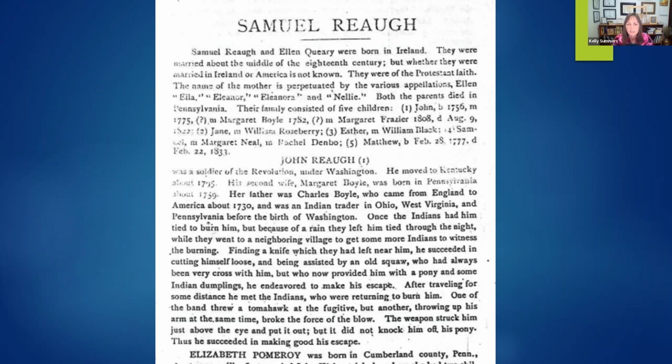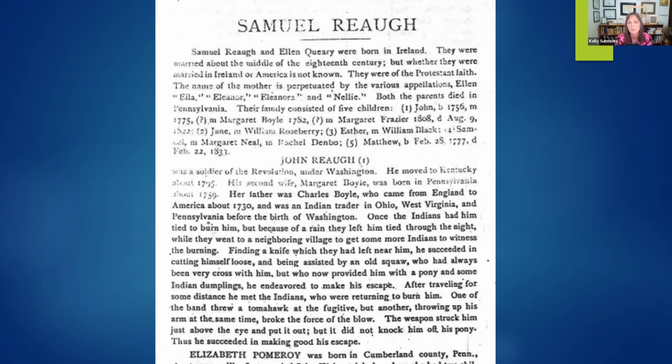And it tells a story about Charles being captured by Indians and tied to a stake and escaping with the help of an old squaw. And as he escaped, the Indians caught up with him. And down here it says, one of the band threw a tomahawk at the fugitive, but another, throwing up his arm at the same time, broke the force of the blow. The weapon struck him just above the eye and put it out, but it did not knock him off his pony. Thus, he succeeded in making good his escape.